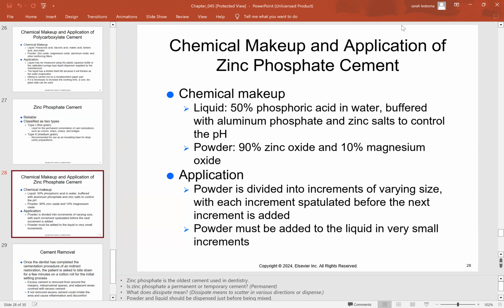The chemical makeup is liquid and powder, the liquid being phosphoric acid and water with aluminum phosphate and zinc salts, and then we have zinc oxide and magnesium in the powder. The powder is divided into increments of varying sizes, with each increment spatulated before the next is added. The powder must be added to the liquid in small increments.